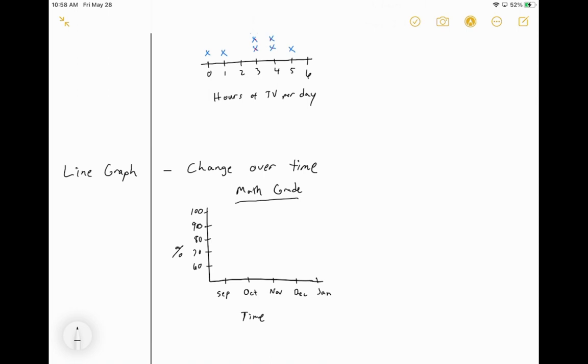So this graph is great for showing, again, how things changed over time. So let's go ahead and I'm going to plot some points. I'm just going to make up some data here. So let's say in September, we had spent a few weeks. You were still not great with this whole distance learning thing. So you didn't start out so hot. So maybe you started down here, around the C range or a little bit lower.